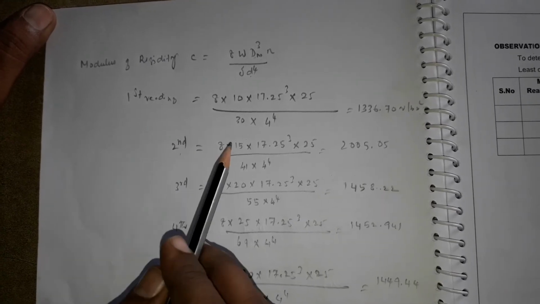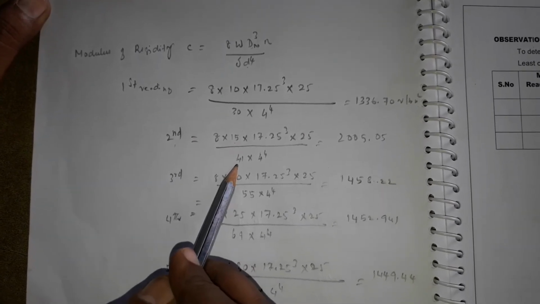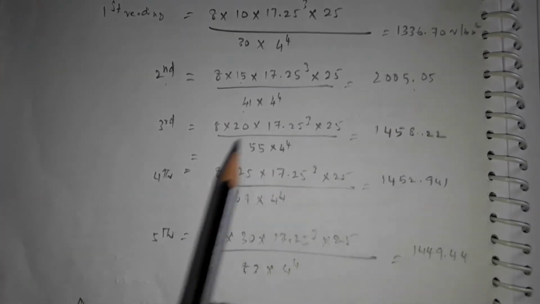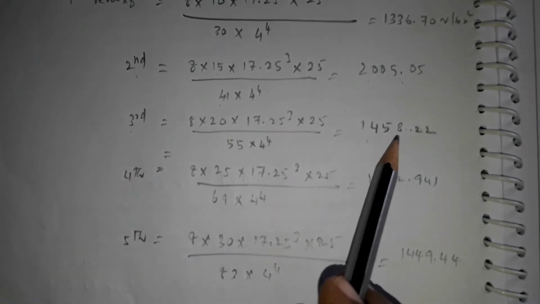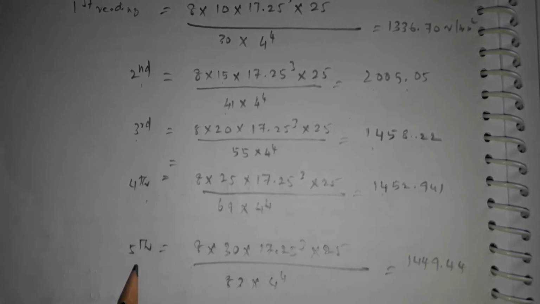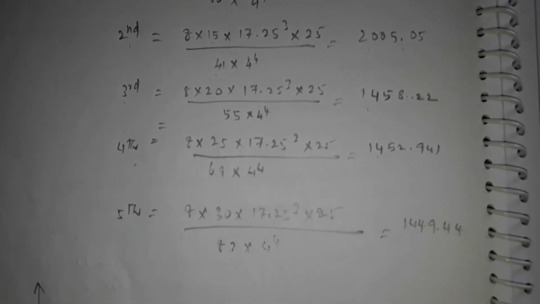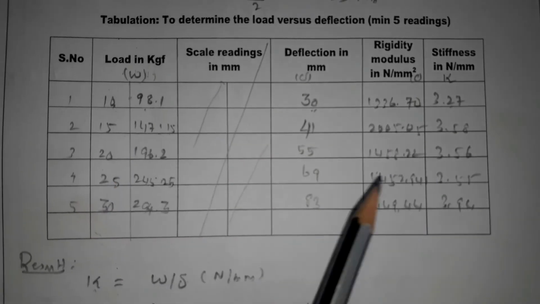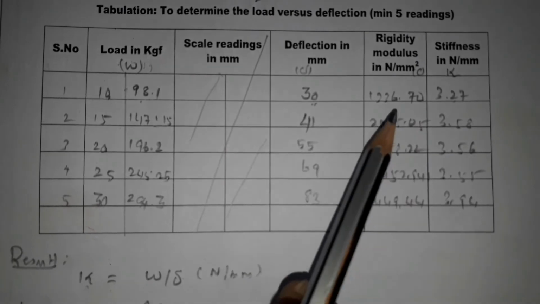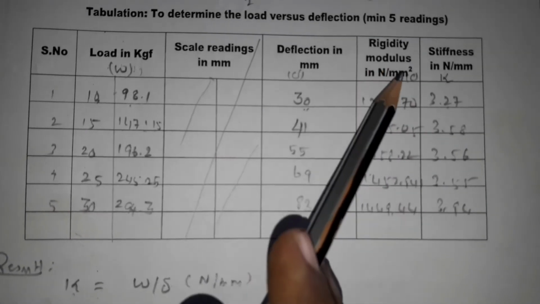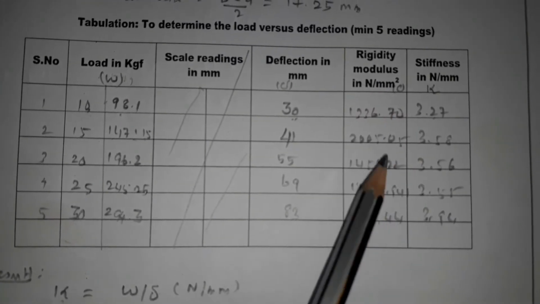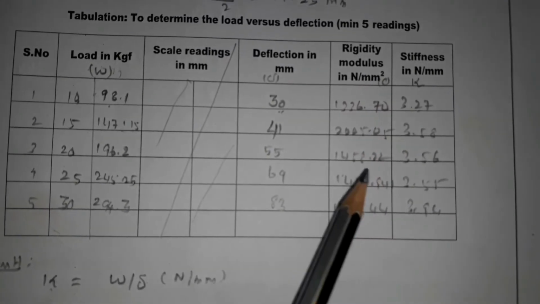Then for the second value, the second load and the deflection already obtained, you should substitute in this formula. You get 2005.05. Then third value is 1458.22, and fourth value 1452.941, and fifth value is 1449.44. After that, all the values are calculated and filled in this observation table. Okay, modulus of rigidity in terms of Newton per mm square, all the values should be filled in this table.